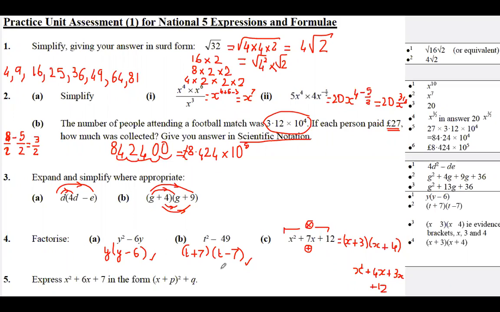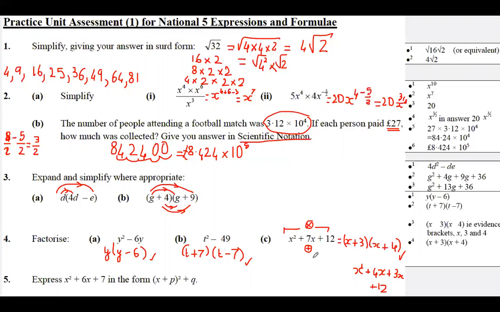So there shouldn't be any excuse to say, I don't know what to check, because you just go back to expanding. Factorizing is just the opposite of the other one. Okay. No worries, thank you.